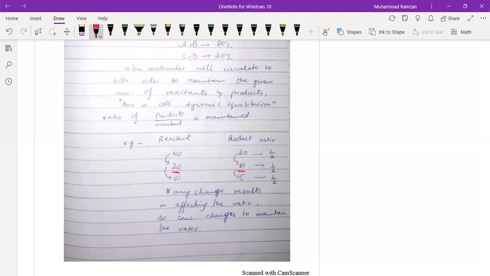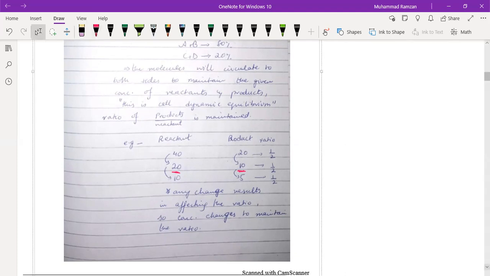Ratio is 1/2. Again, you remove more product. This 10 and 20 would be affected. Then the new position is achieved, 5 and 10. Again, 1/2 is maintained. It shows if you change the concentration of a component at dynamic equilibrium, the ratio is maintained, but a new position of dynamic equilibrium is achieved. And this is the summary of this whole discussion.